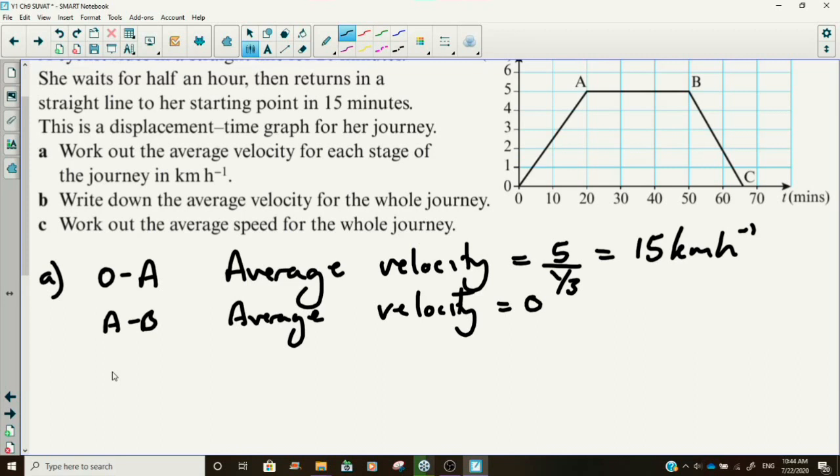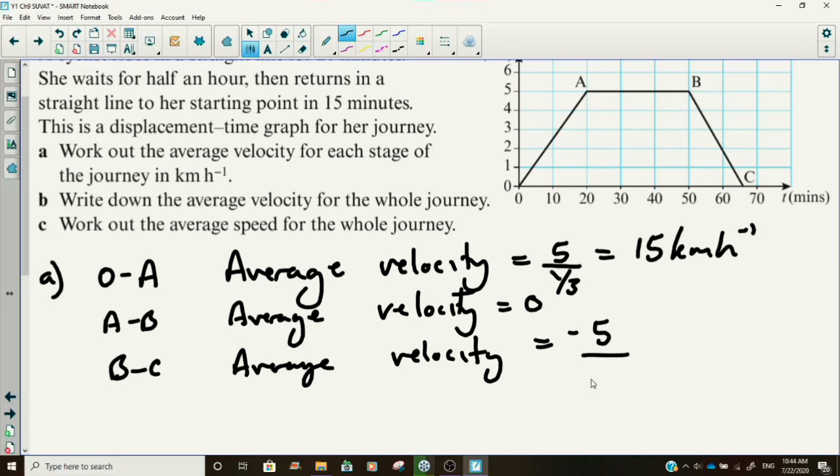So again, it's 5 kilometers. It's going to be a negative velocity, okay, because the gradient is negative over time. So 15 minutes, which is actually a quarter of an hour, and we get minus 20 kilometers per hour. Okay, so that was part A there.